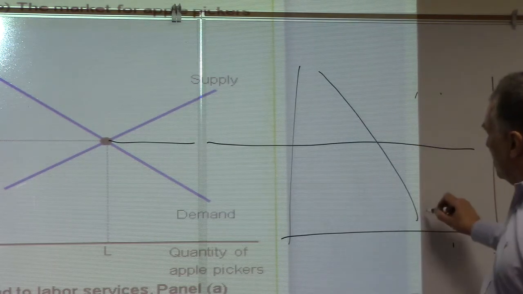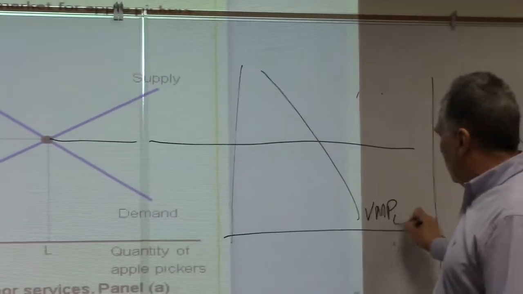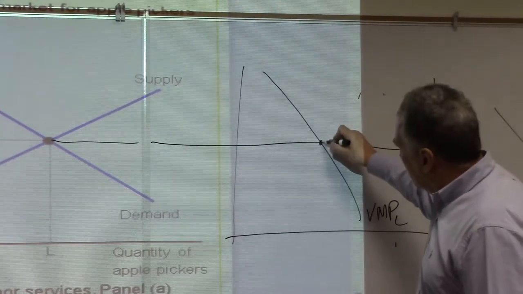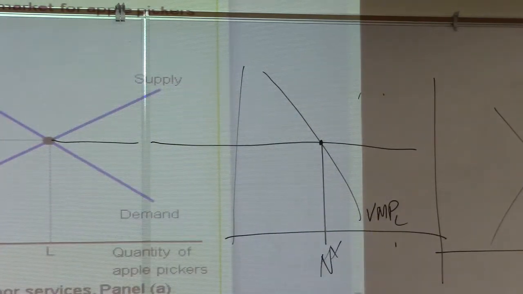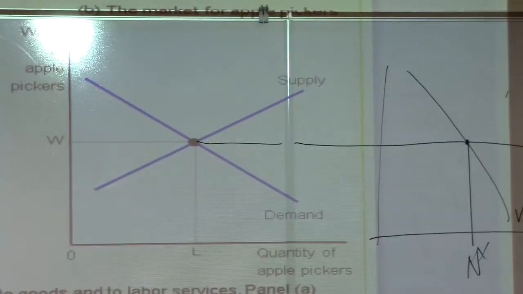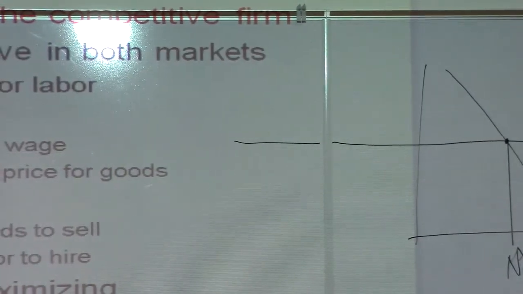So you have to see, what is the individual farmer's demand for apple pickers? It depends on the value of their marginal product. At the intersection of that is what determines N star. Let's look at actual data for this example of the apple farming market and the market for apple pickers.